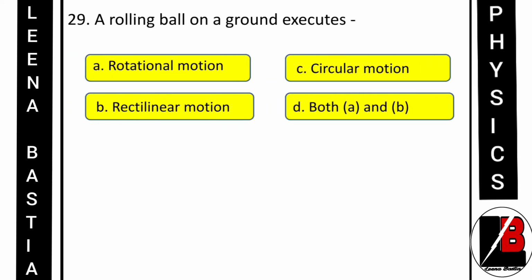Next question. A rolling ball on a ground executes rotational motion, rectilinear motion, circular motion, both A and B. What it will be? Rotational motion and rectilinear motion are given, and the D option is for both, one for rotational and one for rectilinear. What will be the answer? Answer will be D, because you know that the ball is rolling on the ground, that means moving forward, that is the rectilinear motion.